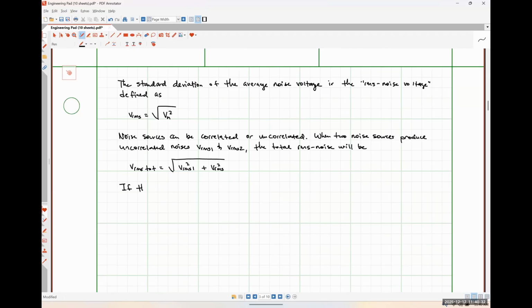If the noise sources produce correlated noise, the total RMS noise, VRMS total, is simply the sum of VRMS1 and VRMS2.